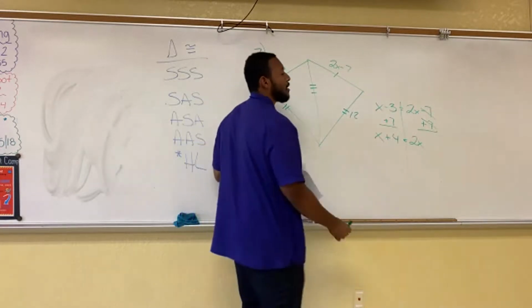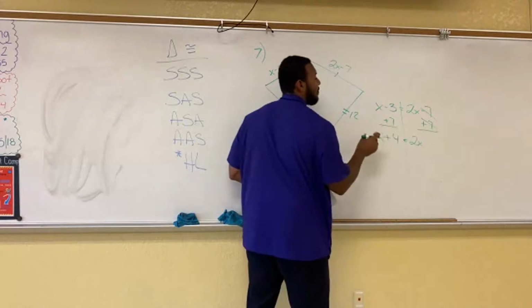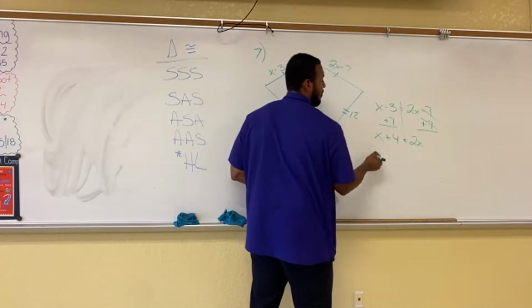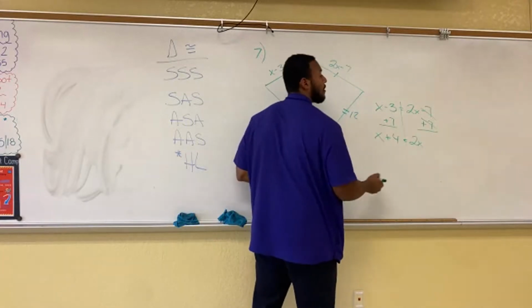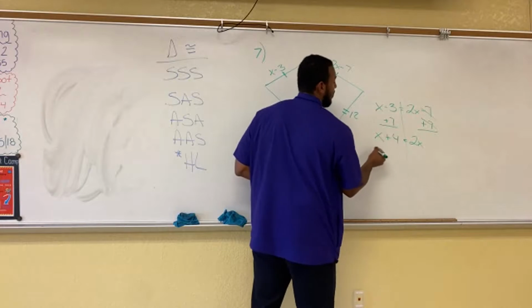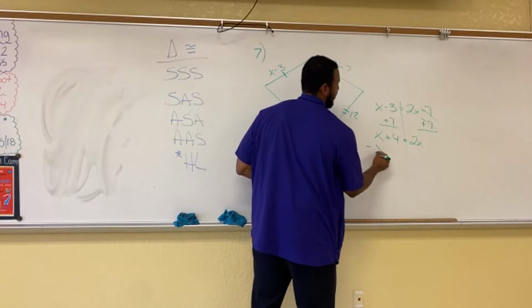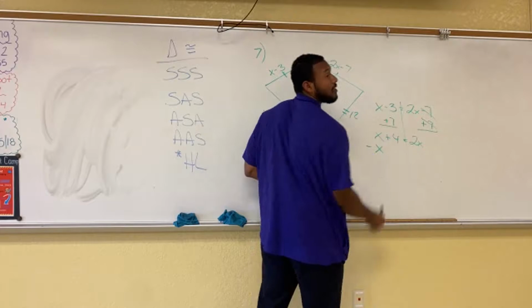Minus x. Guys, what is it called when I move something from right to left and move something from left to right? What am I doing to my equation? I'm making sure it's what? Not equal. What's the B word? Looking for a B word. Balance, right? It's called balancing your equation.